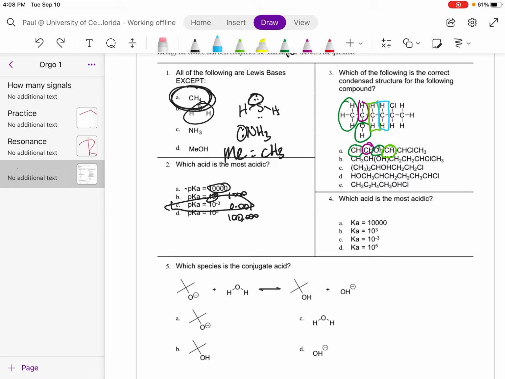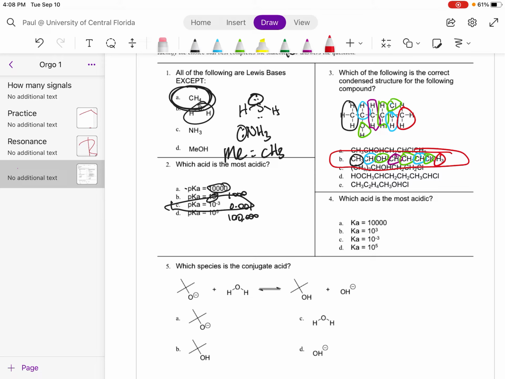So if we start over, let's take a look at answer choice B. CH3, CH3. CH, CH, O, O. We have a CH right there. CH, CH2, CH, CH. And what's attached to that CH? We have a chlorine, and a chlorine, and then a methyl. So the correct answer choice would be B.